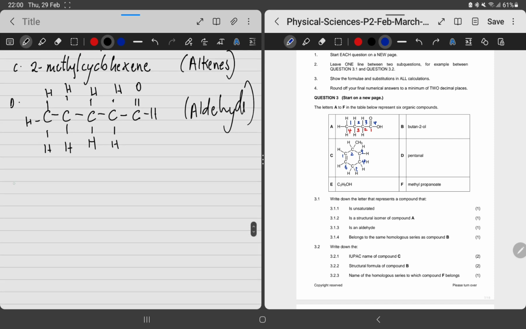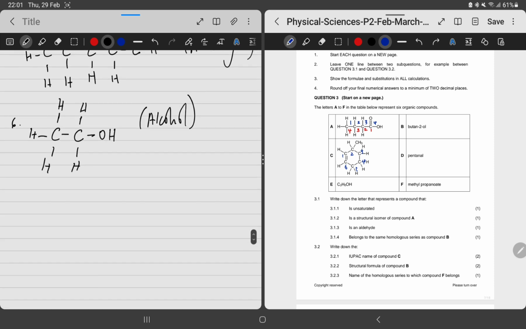Okay, and then we are going to number 6. We have 2 carbons, so it is 1, 2, and then we have 5 hydrogens, 1, 2, 3, 4, 5, and then 1 OH. So this is going to look like that. So it is an alcohol.